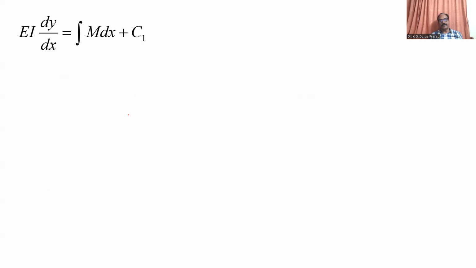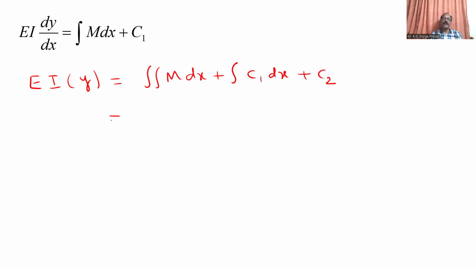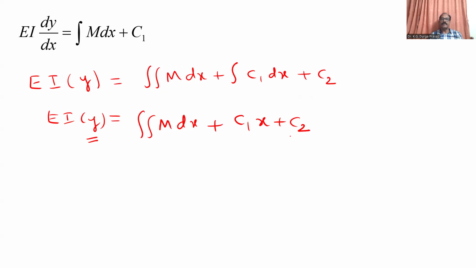Now, after getting this equation for slope, again integrating. If you integrate again, you will get EI into y equal to double integral M dx plus integral C1 dx plus C2. So further you are getting double integral M dx plus C1 x plus C2. Here, understand, y is the deflection. This we can call a deflection equation. To get this deflection equation, we integrate twice the elastic equation. Therefore, this method we call the double integration method.